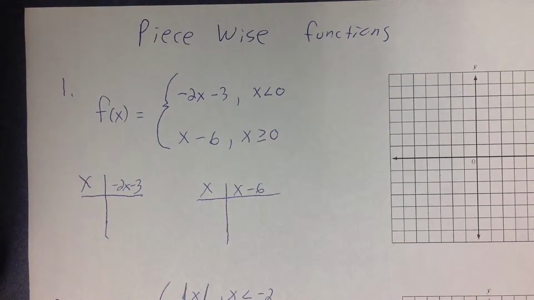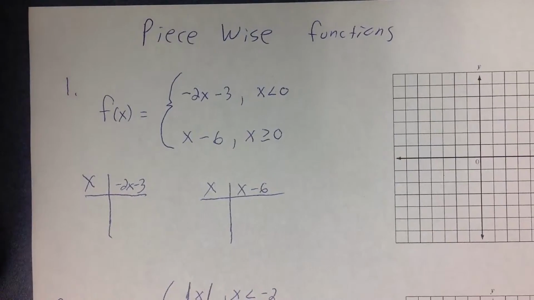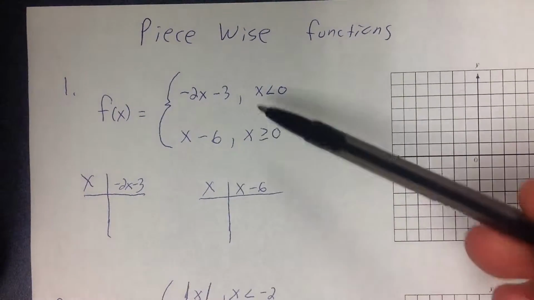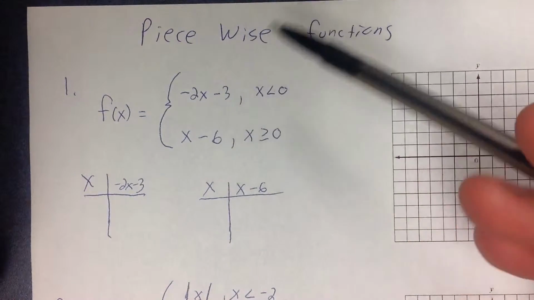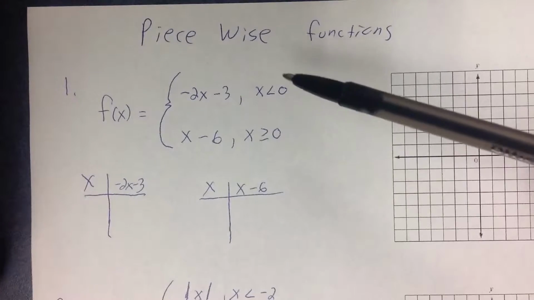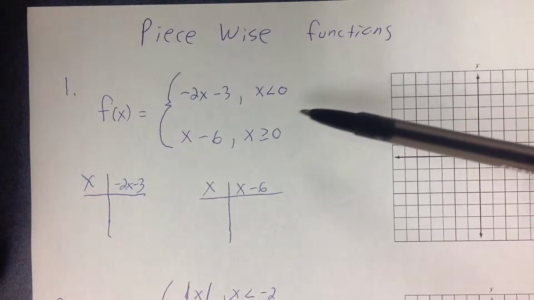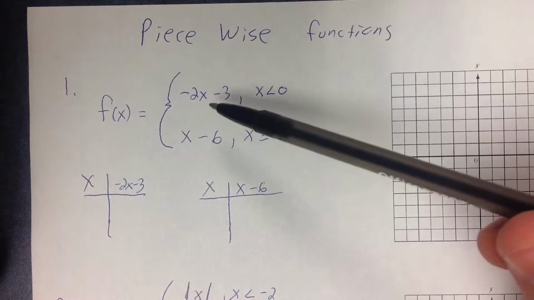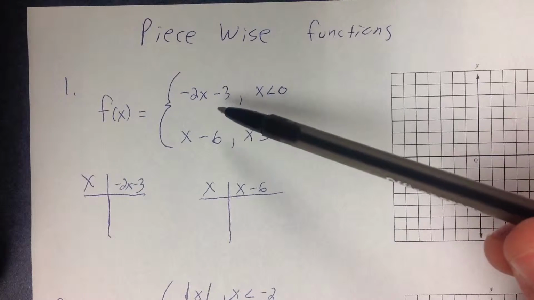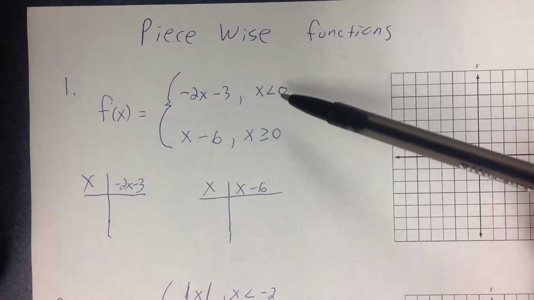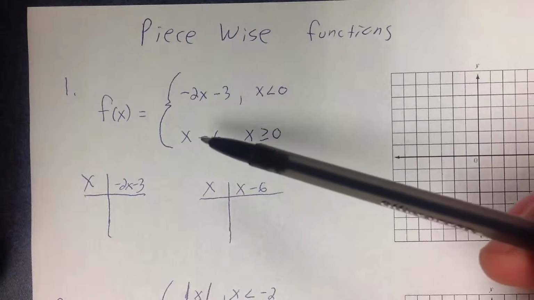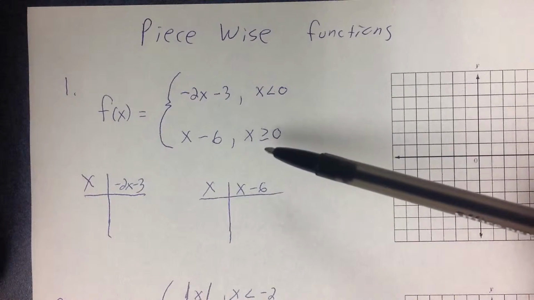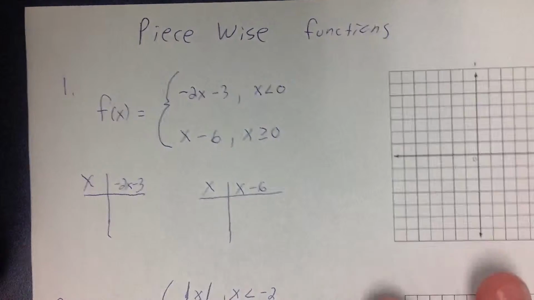Okay, now we're going to talk about piecewise functions. Again, these are basically one function, but it has two different equations in it and two different constraints in it. So in this one it says f of x equals negative 2x minus 3 when x is less than 0, and x minus 6 when x is greater than or equal to 0. So we're going to do this by making a table.